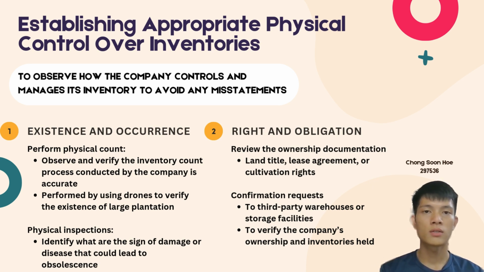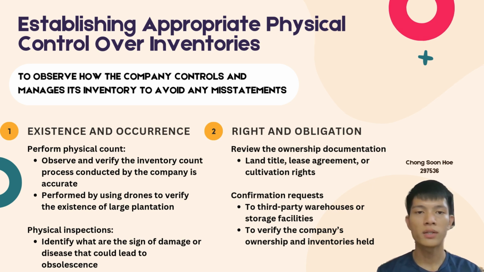The second assertion is rights and obligations, and this assertion ensures that the company has legal ownership rights over the biological inventory. First of all, the auditor needs to review the ownership documentation of the company, for example, the land title, lease agreement, and cultivation rights, to confirm that the plantation area belongs to the company. Other than that, the auditor may send a confirmation request to the third-party warehouse or the storage facility where the biological inventory is stored and verify the company's ownership and the quantity held.